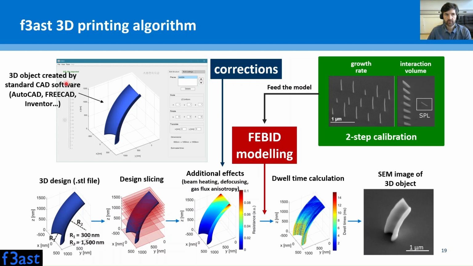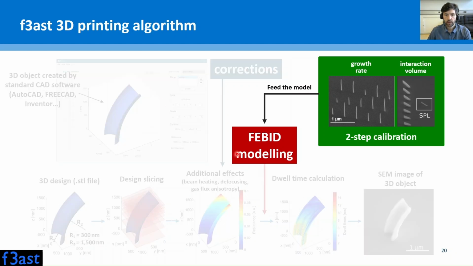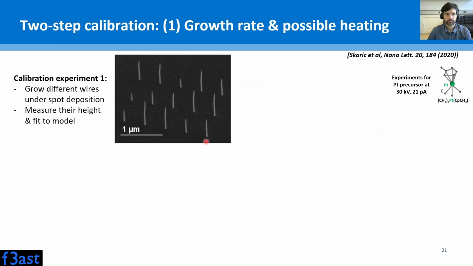So coming back to the f3ast 3D printing algorithm, we were describing the Febit modeling. Let's see now how we can fit the model through this two-step calibration process. The first calibration consists of measuring experimentally the growth rates. And also if we have heating, our calibration step will also take this into account.